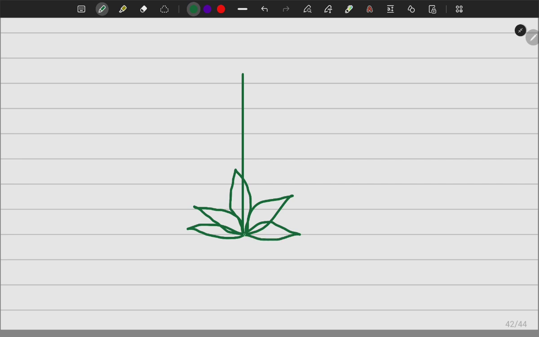A rosette of leaves will arise from the base of the stem, and they are in direct contact with the root. So if this is the soil and this is the root, the leaves arise from the base of the stem and they are directly in contact with the root. So these type of leaves are called basal leaves.